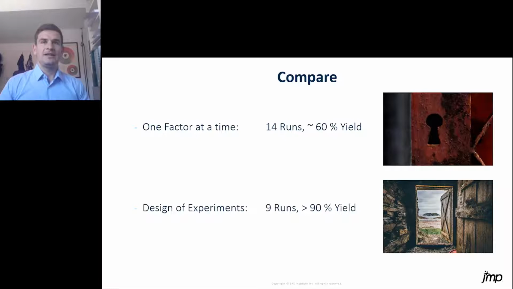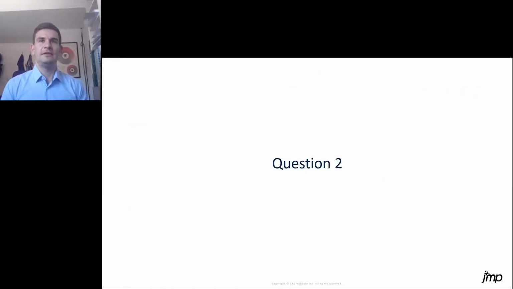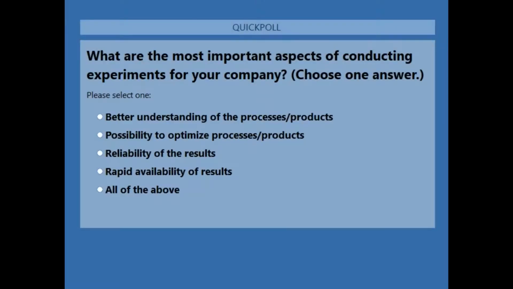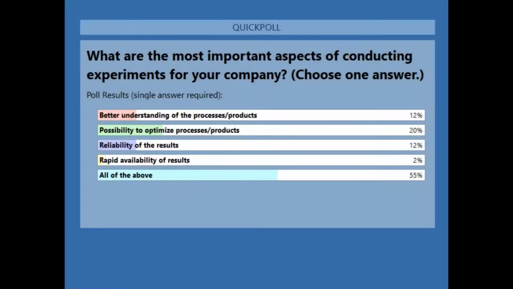So think about that for a second, and I would ask Ben kindly to prepare the second poll. So, what are the most important aspects of conducting experiments for your company? Just pick one of these. And most people, perhaps predictably, chose all of the above. The point of conducting experiments is a mixture of all of these: getting quick, reliable, optimized, and fully understood results about your processes. Great, thanks, Ben.